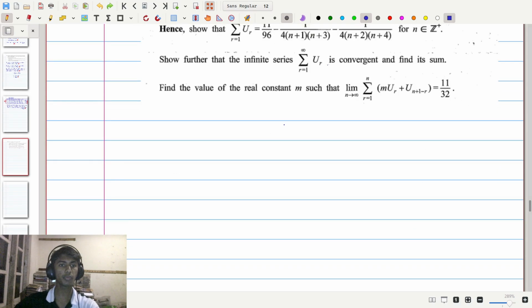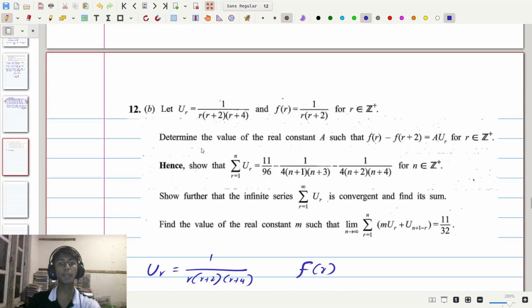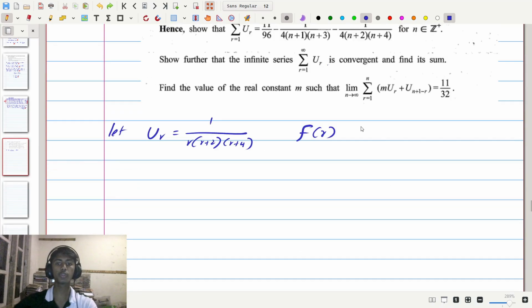So in our answer sheet, we're going to start by writing let u of r be equal to 1 over r times r plus 2 times r plus 4. The reason we're doing this is that in our answer sheet, we cannot quickly see what f of r and u of r are equal to, since it is separate from our question paper. Due to that, I'll quickly rewrite them. F of r is equal to 1 over r times r plus 2 for r an element of the positive integers.